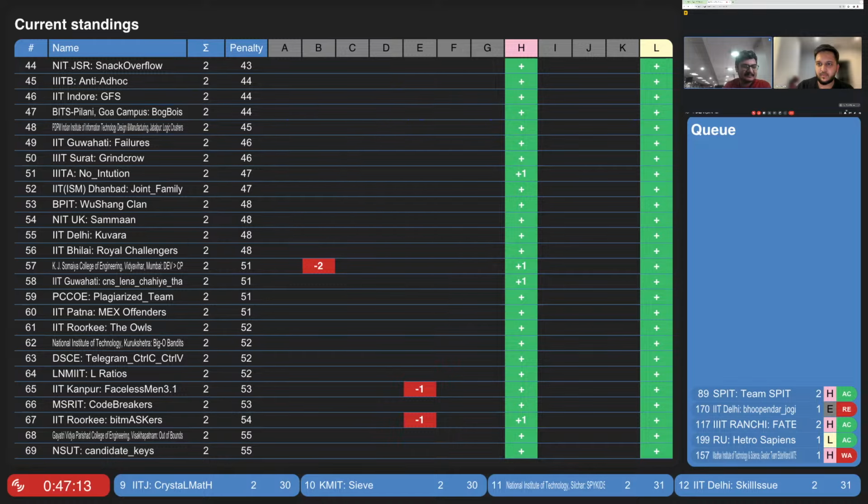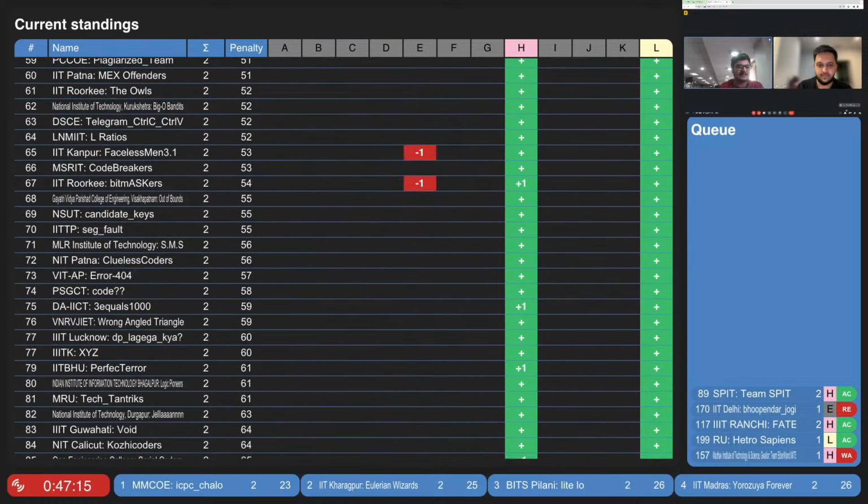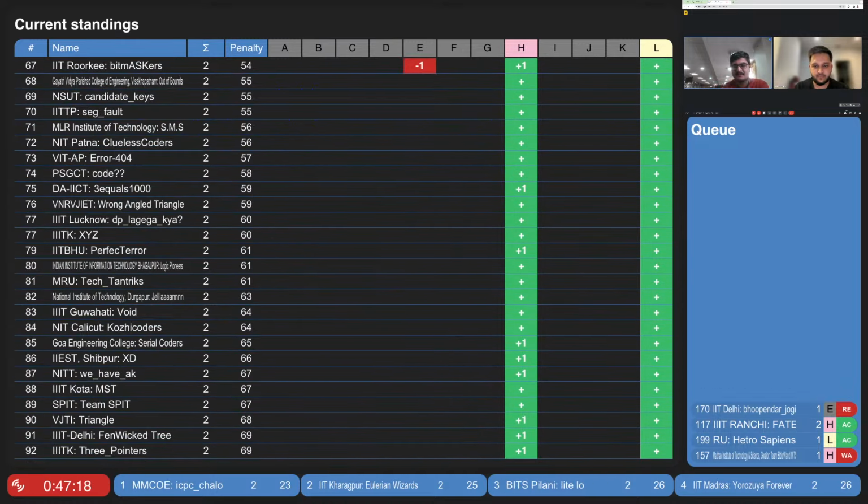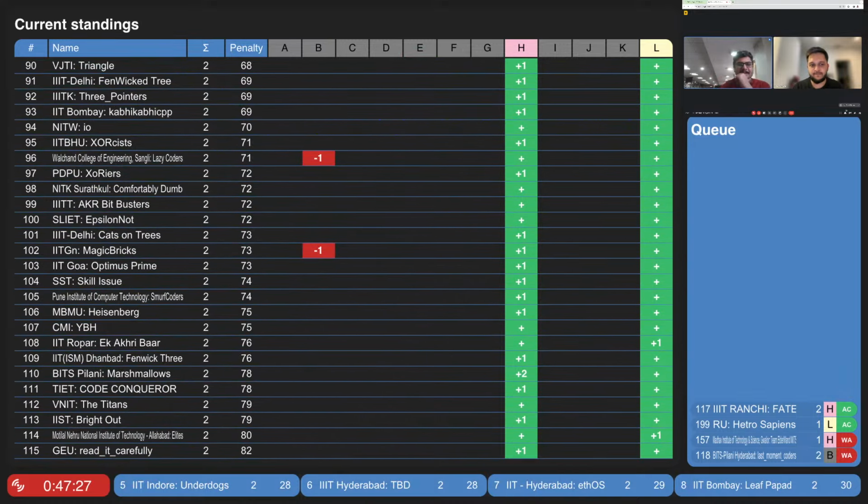And Faceless Man, the winner of Kanpur Regional, is at rank 66 right now with an AC on the easy problem, and looks like they are trying a cubic characteristic construction one.